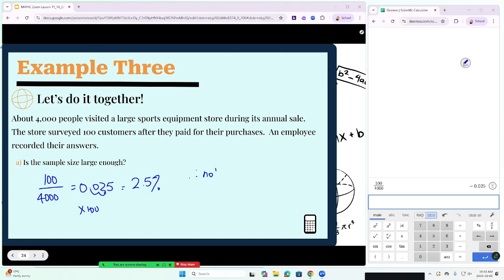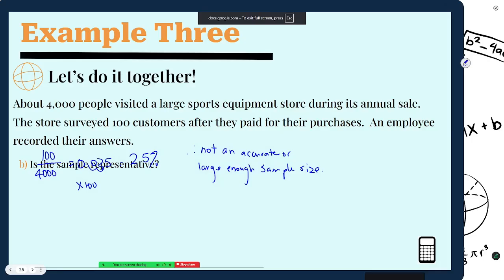2.5% of the population is not large enough. Therefore, not an accurate or large enough sample size. We want to be getting the majority of people coming through, and 2.5% is really low.